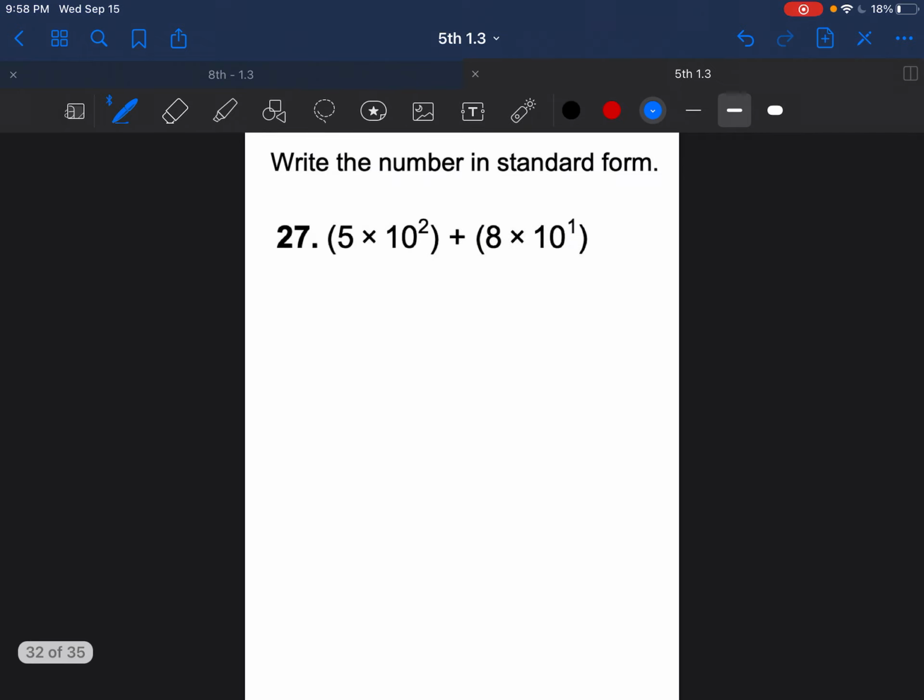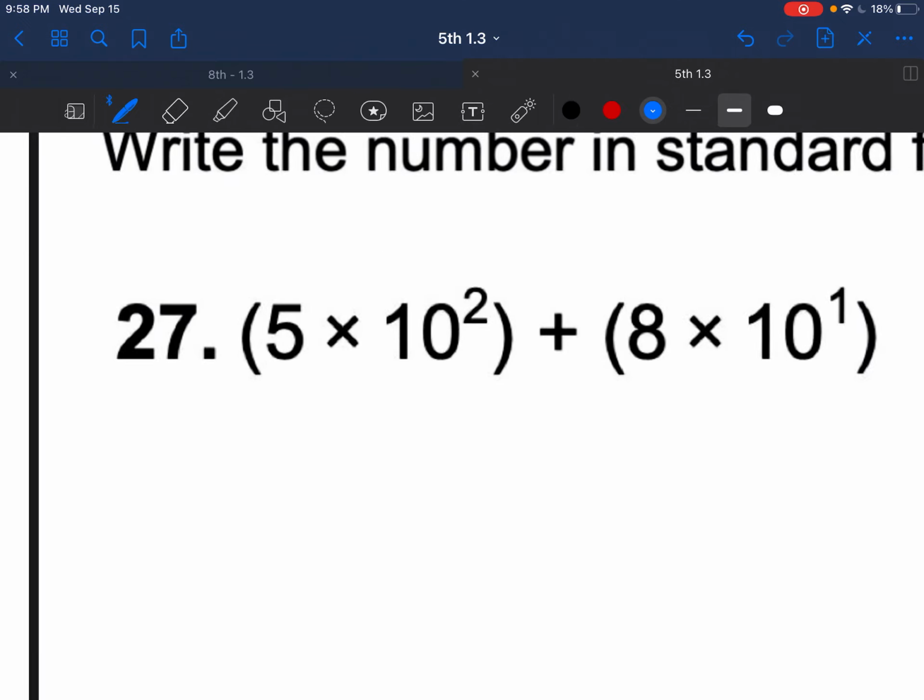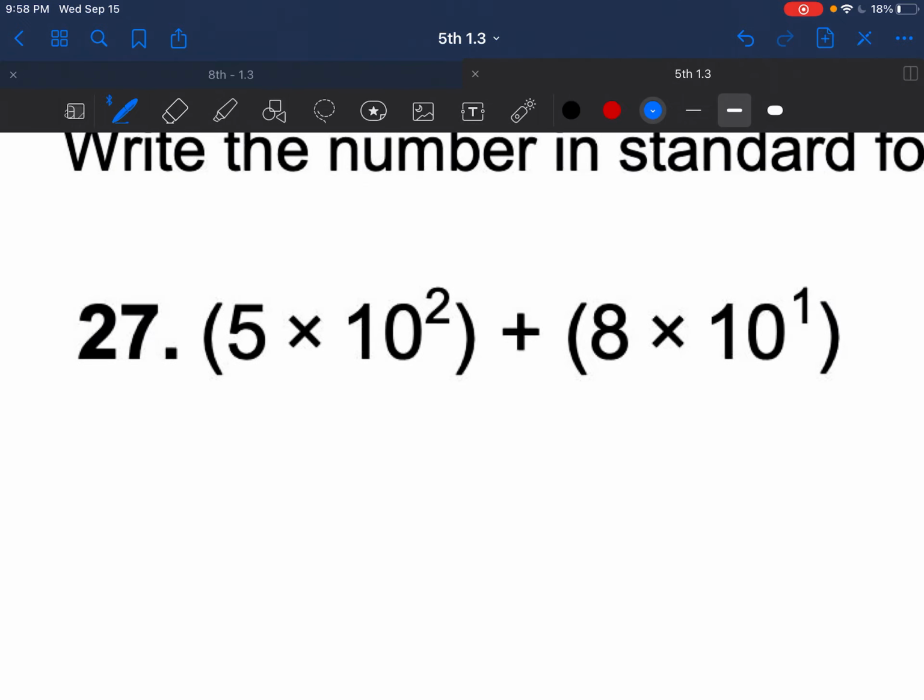27. It says, write the number in standard form. Standard form means like a regular number. So we're going to write it back in a regular number. So let's see what this means. Write this, press pause, make sure you copy down the question, and then we're going to show our work.